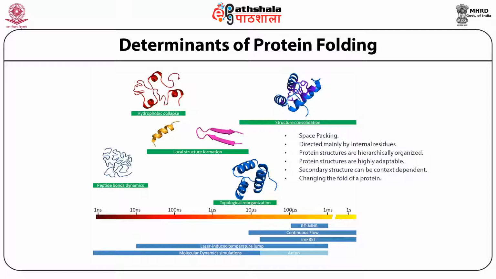Then topological organization is also essentially important for the folding of the protein. And lastly, structural consolidation, such as space packing, directed mainly by the internal residues. Protein structures are hierarchically organized. Structures are highly adaptable, and secondary structure can be context dependent, changing the fold of a protein.